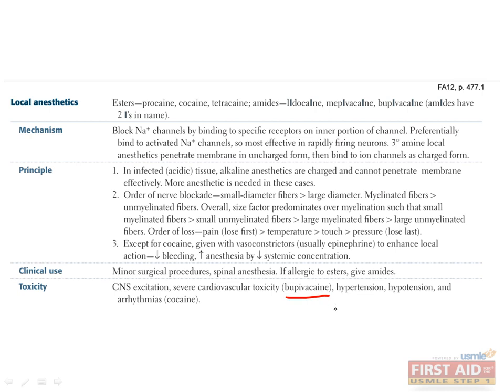Bupivacaine is the most cardiotoxic of the locals. Lidocaine can be used therapeutically in certain arrhythmias. As we mentioned, these are sodium channel blockers, and you can learn more about that function in the cardiology lectures.